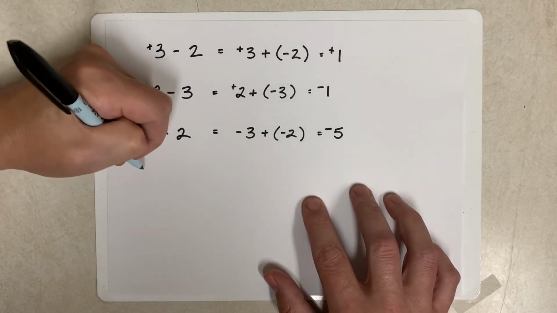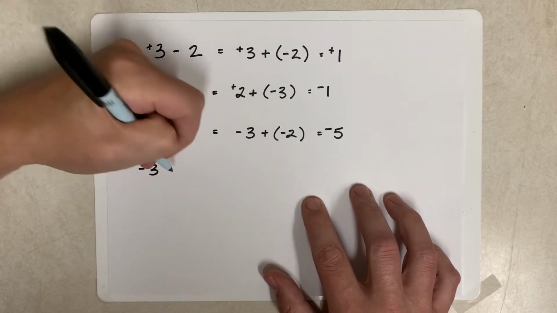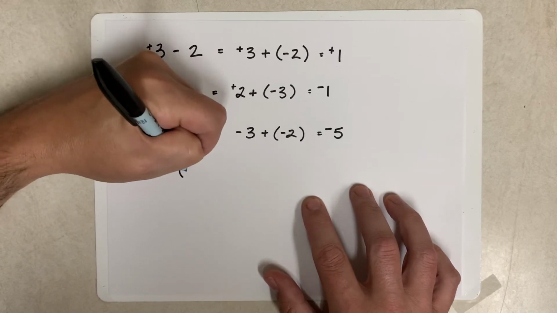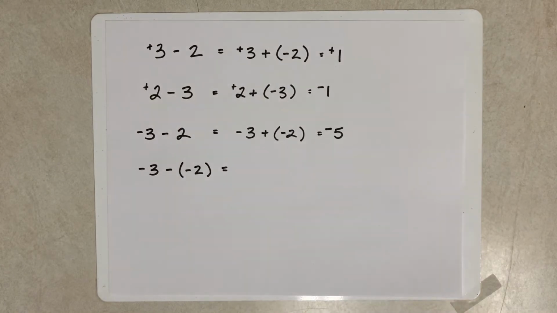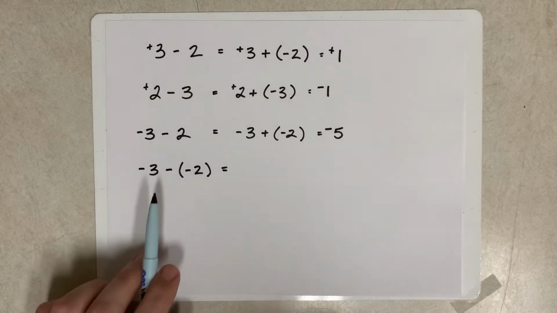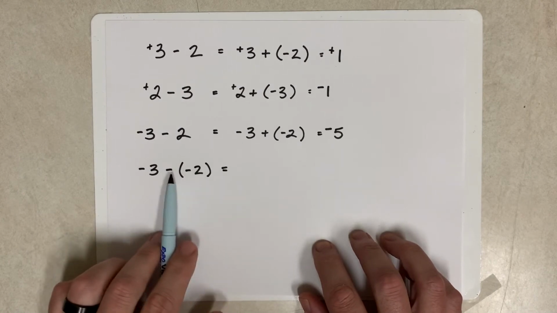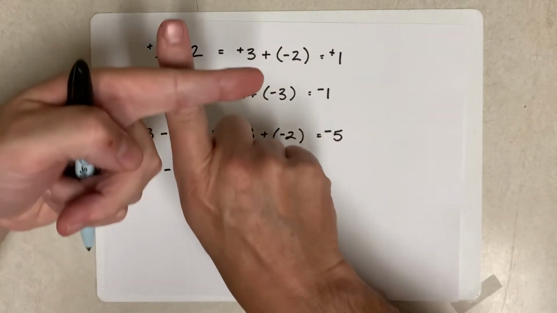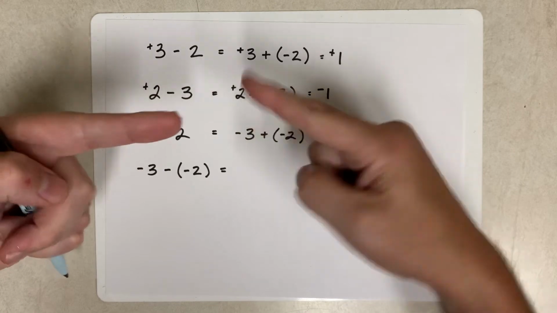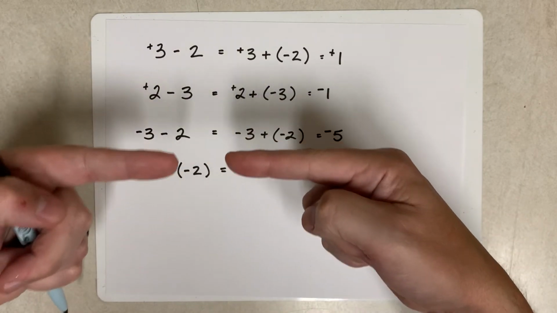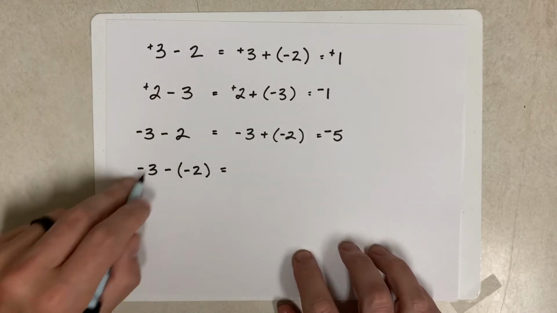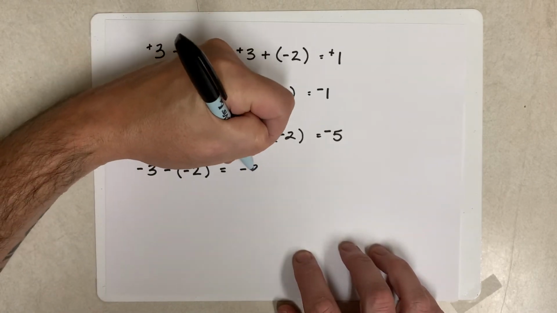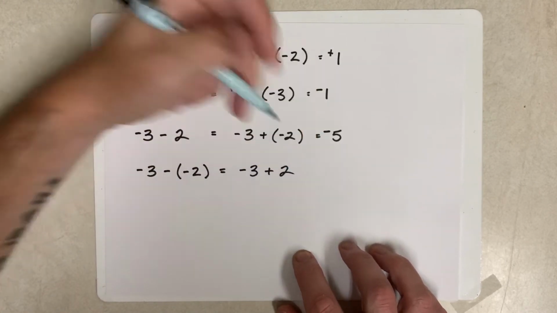Let's do -3 minus -2. Lots of examples we can do. All right, so what do we do here? Well, one thing that we've learned is that when you have two negatives beside each other, two negatives turn into a positive, right? I'm sure we've all seen our teachers do that at some point. Two negatives right next to each other make a positive. So we can actually take this and write it like this, -3 plus 2.